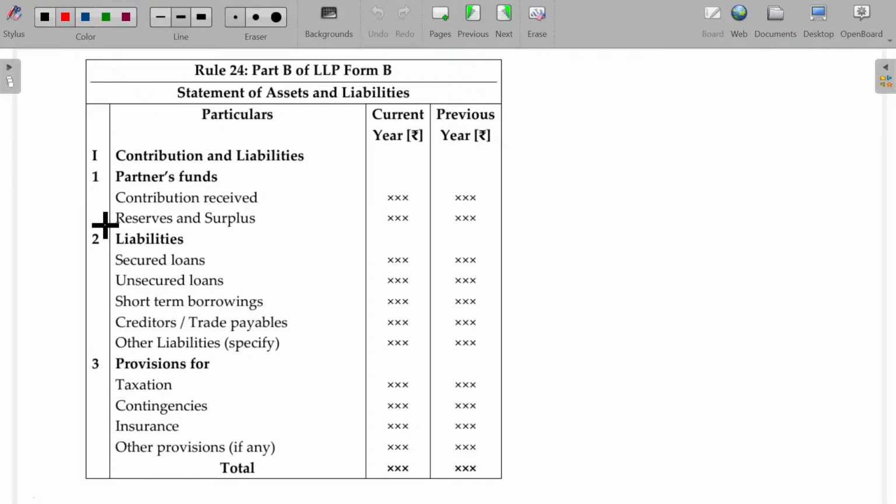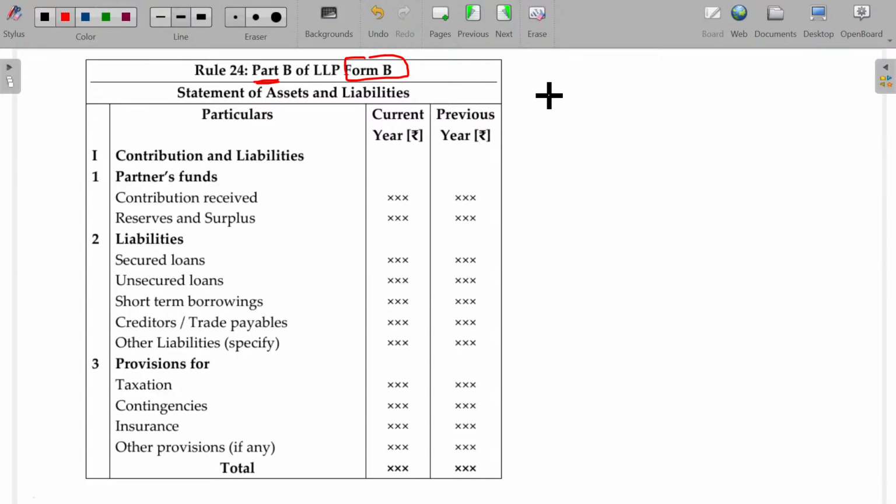Now, the partnership form, in case of LLP, the balance sheet is given in Rule number 24, Part B of LLP, in Form number 8. Is that okay? See, we'll name this the statement of assets and liabilities. The balance sheet is named this way.